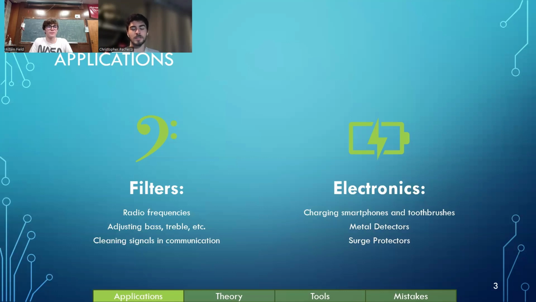In electronics, RLC circuits can be used for charging smartphones and toothbrushes. They can be used in metal detectors and even surge protectors. With charging, the way that it works is that the RLC circuit will resonate at the same frequency as the receiver coils, which allows for efficient energy transfer. And for something like a surge protector, the RLC circuit will allow for the transient energy to dissipate before things become a problem.